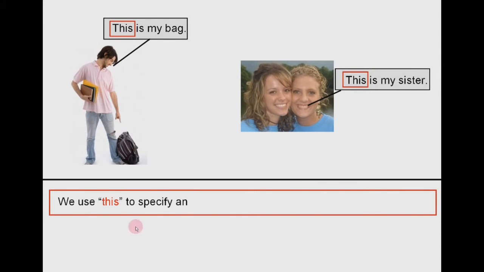So this is the rule. We use this to specify or to show an object or person in the singular that is near to us. So this is the important detail. For a singular object or person that is near or close to us, then we use the word this.